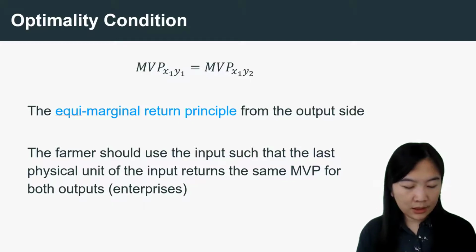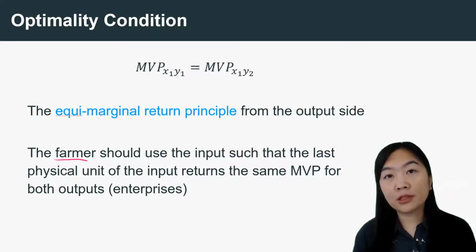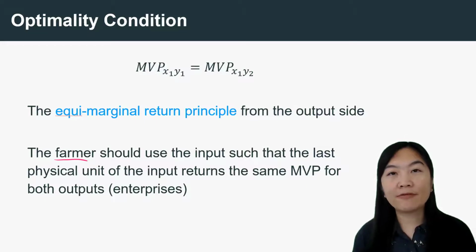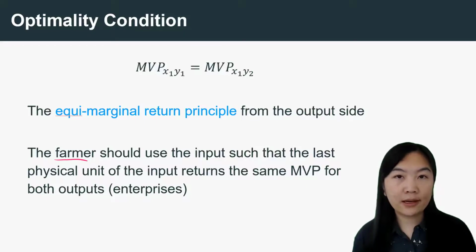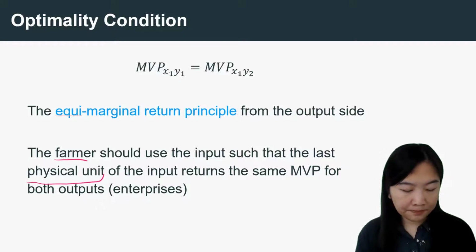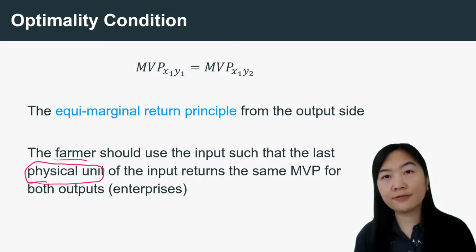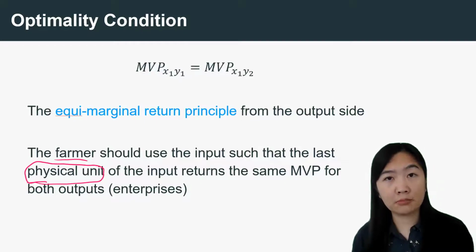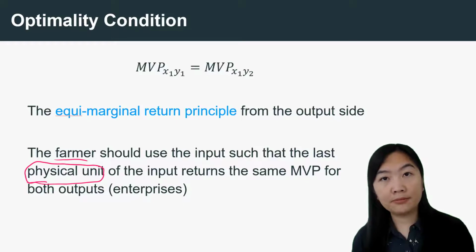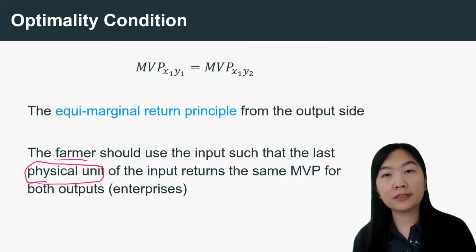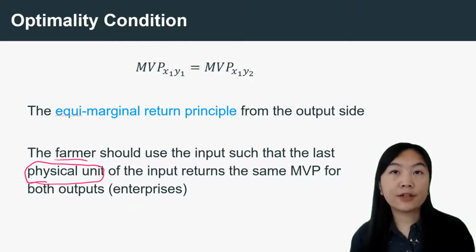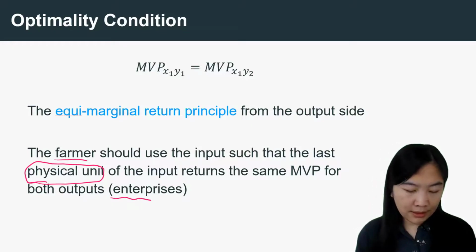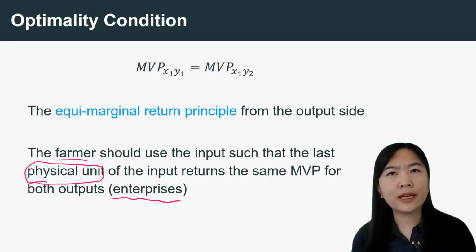So here I actually have it written down in words, and I mentioned the farmer, but it could be the producer, the firm, or whoever. So it should use the inputs such as the last physical unit. Here, this last physical unit can be an infinitely small unit of that input. And then that infinitely small unit of the input returns the same MVP for those two outputs, or sometimes we also call those outputs enterprises.